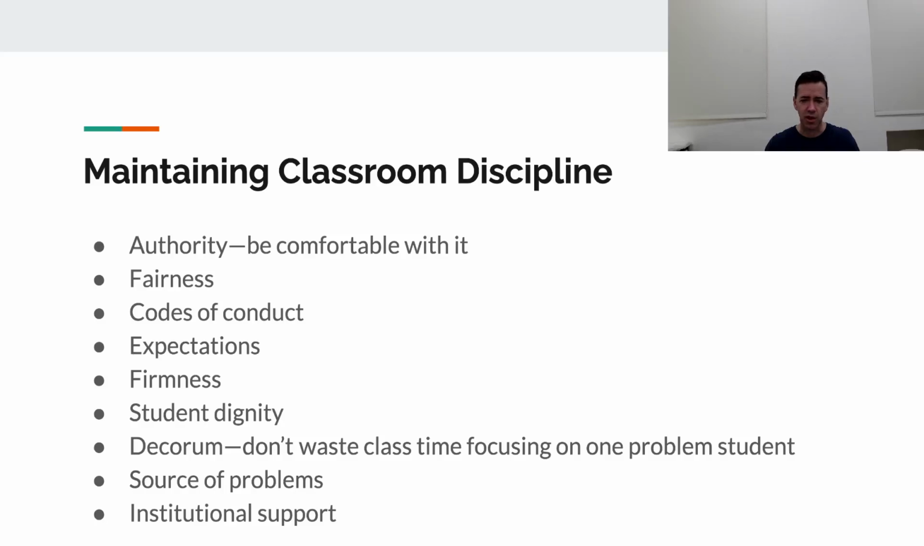Decorum. So I mentioned this one already. Don't waste class time focusing on one problem student. It's not fair that you spend 15 minutes per day disciplining and yelling at one student when you have 35 in your classroom. Find the source of the problem. So why is this student always acting out? You have to get to the source and try to deal with it. And if you can't, then you've got to go to your school for help. You've got counselors, you've got the student affairs, contact the parents if you can, find out what the issue is and try to fix it.